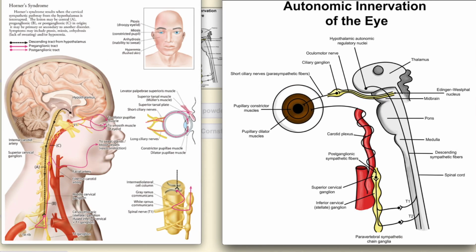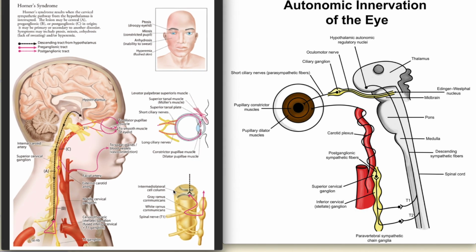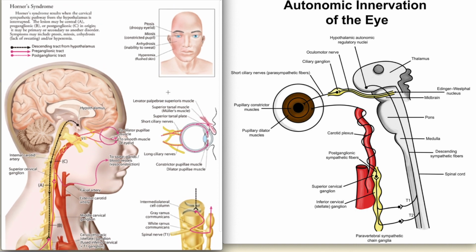Now, when you talk about Horner syndrome, it is actually a collection of symptoms that occur in a patient, and it includes these four manifestations: ptosis or droopy eyelid. There will also be miosis or constriction of the pupil. There will also be anhidrosis or inability to sweat, which shows that the skin is dry, and sometimes there could be hyperemia or flushed skin.